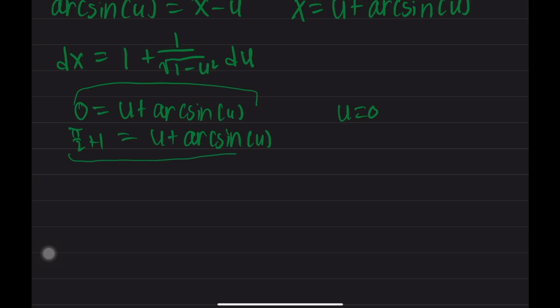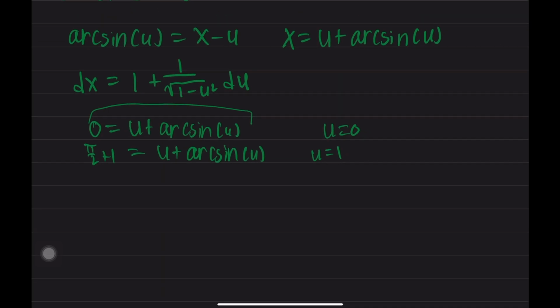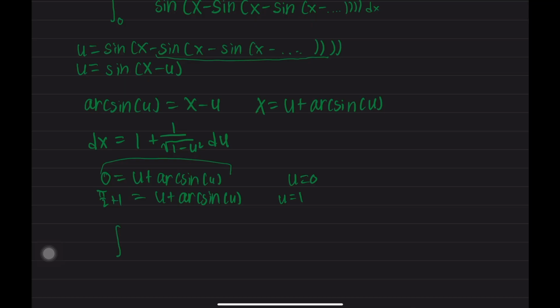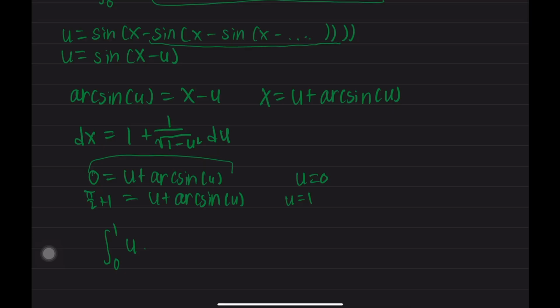However, for the upper bound, let's think about this. When does arc sine equal pi over 2? Well, that's when u equals 1. So if u equals 1, then arc sine of u is pi over 2, and u is equal to 1, so u equals 1 satisfies this equation. This gives us our bounds. So we are going to integrate from 0 to 1. We have this whole expression to be u, and now we need to multiply by our dx. Our dx is 1 plus 1 over the square root of 1 minus u squared, du.